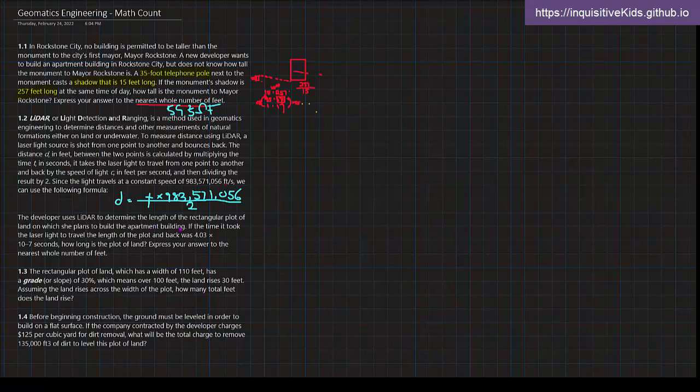So basically all we have right now is some variables and the formula. Now let's read the problem. What are we trying to find? The developer uses LiDAR to determine the length of the rectangular plot of land on which she plans to build the apartment building. If the time it took the laser light to travel the length of the plot and back was 4.03 times 10 to the 7th power seconds, how long is the plot of land? Express your answer to the nearest whole number of feet.